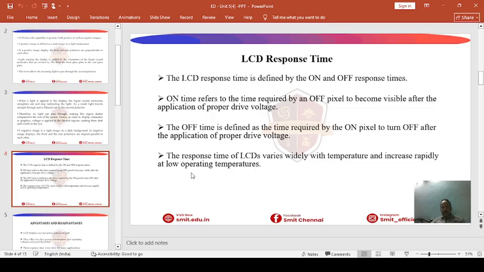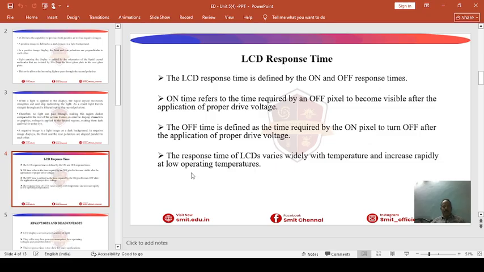Now coming to the LCD response time: it is the time required for a pixel to change its optical state after application or removal of voltage. It determines how quickly the display updates and is important for moving images. There are two types of response time. The on response time is the time taken for an off pixel to become visible after applying an appropriate drive voltage. What is the off response time? It is the time required for an on pixel to return to the off state after removing the voltage.